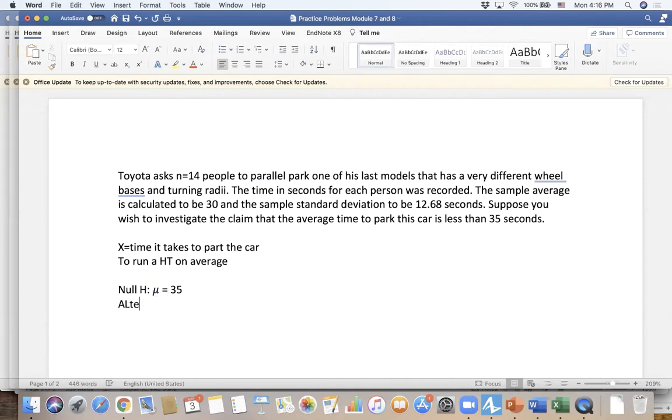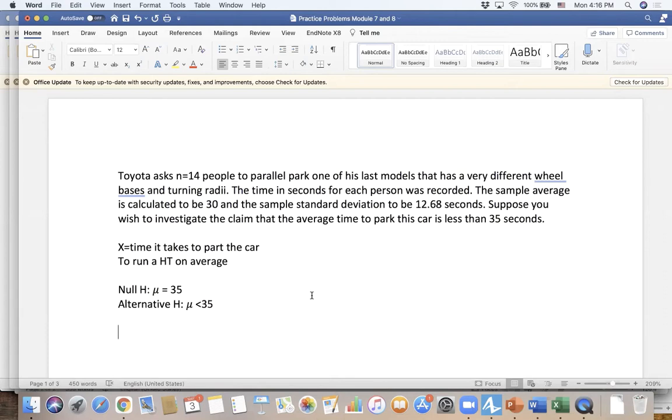And our alternative hypothesis is that mu is less than 35. Okay, so that's my null hypothesis and my alternative hypothesis. What else do you get from this problem statement? What other pieces of information are given to you? X bar and standard deviation. Okay. X bar, what does X bar show? The average of the sample. Average of the sample. Okay, what is the sample size?